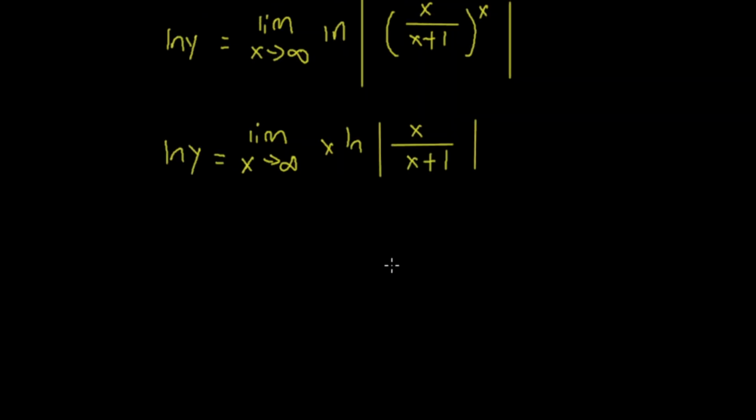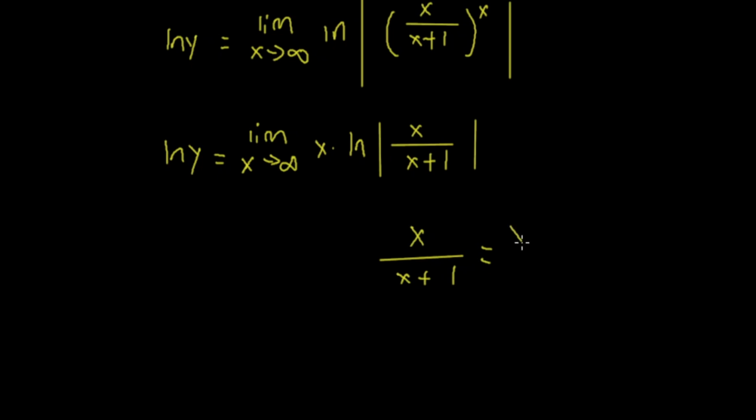Now, what should we do next? Let me write this better. Of course, if you try to put infinity into x here, inside the ln, you get infinity over infinity plus 1. That doesn't really tell you much. But you can rewrite this thing inside. Now think about it like this. Here, x over x plus 1.